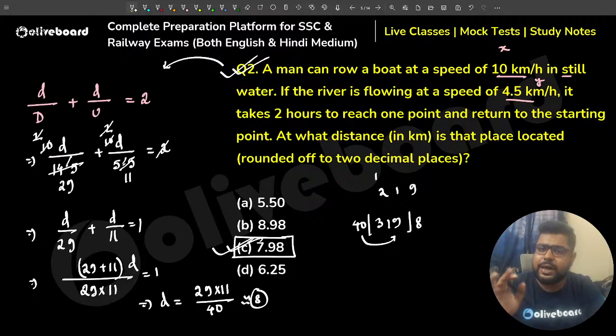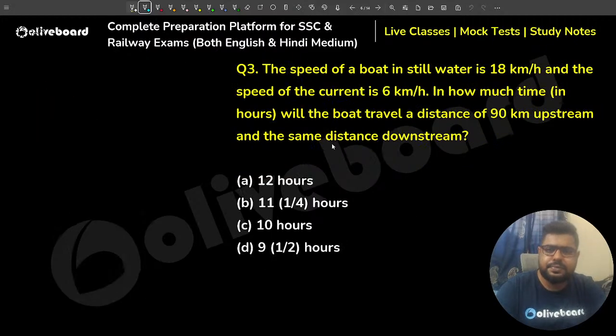You don't need to do the entire calculations. The options might be rounded off to decimals and so on, but again you can apply common sense to get to the answer here. Simple, very simple stuff, sir. Chalo, next one please, sir.